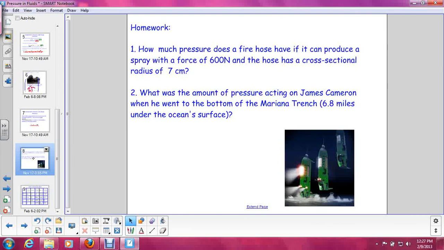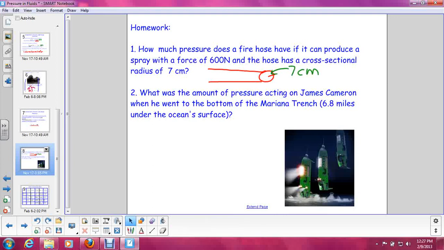So your homework questions are: 1, how much pressure does a fire hose have if it can produce a spray with a force of 600 newtons, and the hose has a cross-sectional radius of 7 centimeters? That means if this is our hose, that radius right there is 7 centimeters.